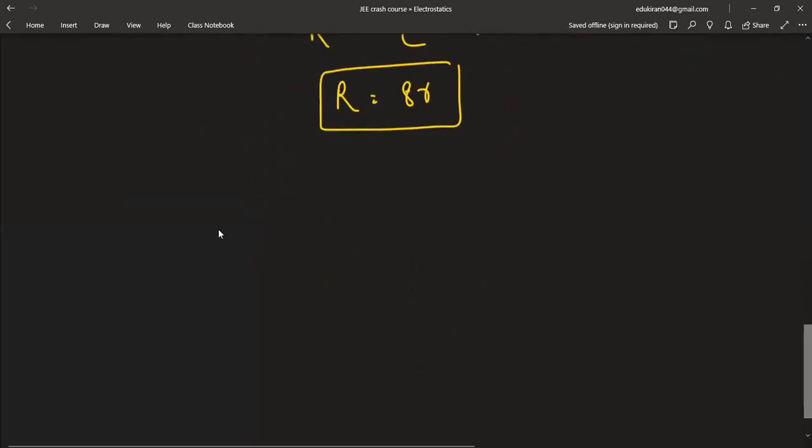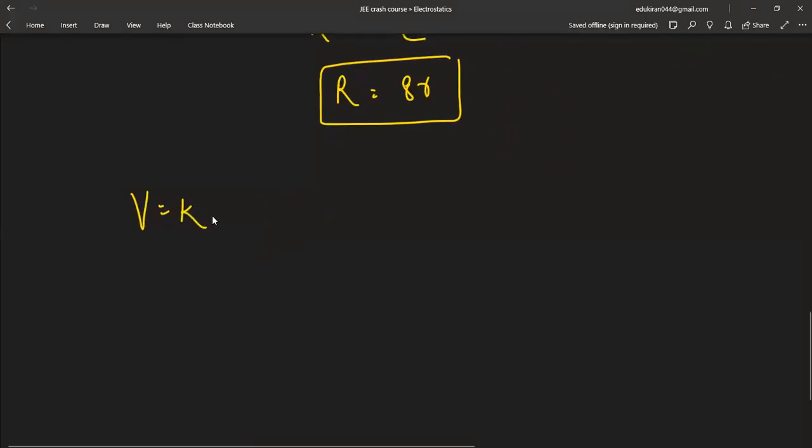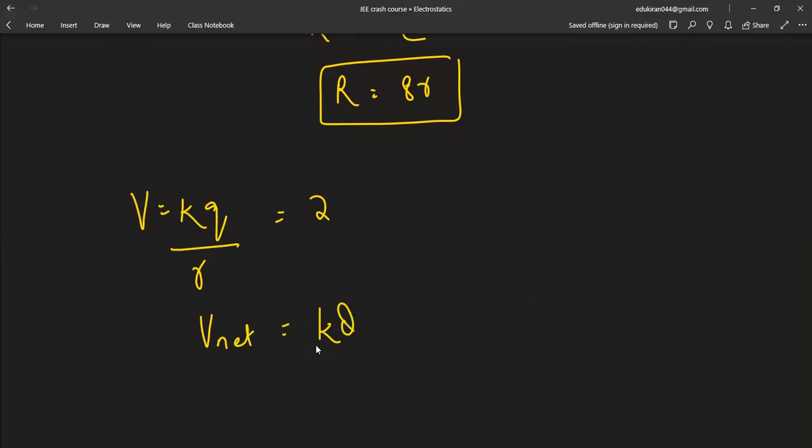So we know the voltage of the smaller one. V is equal to kq by small r. This is equal to 2 volt. And the net voltage, that is the voltage of the bigger drop, this is kq divided by capital R.